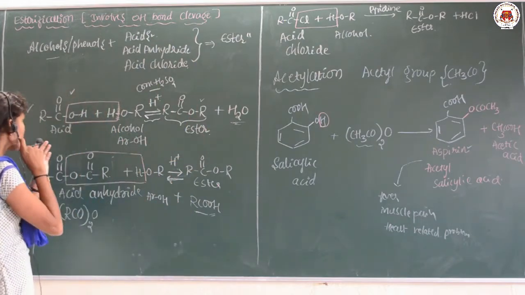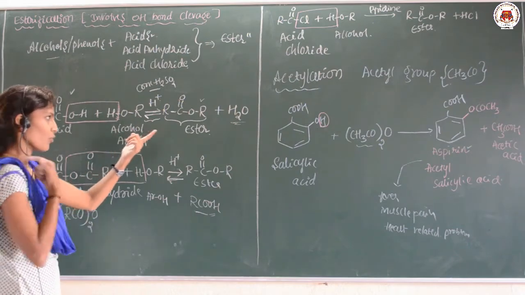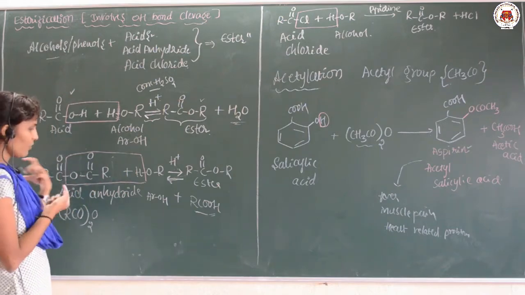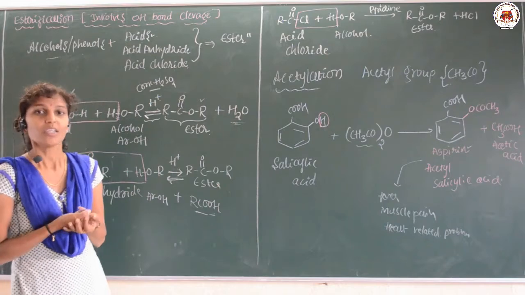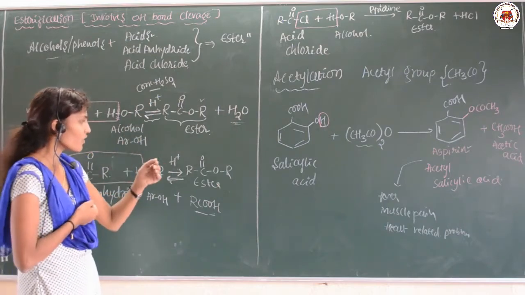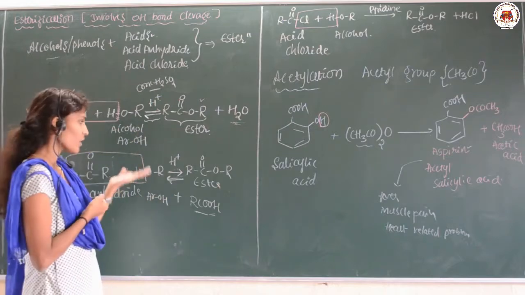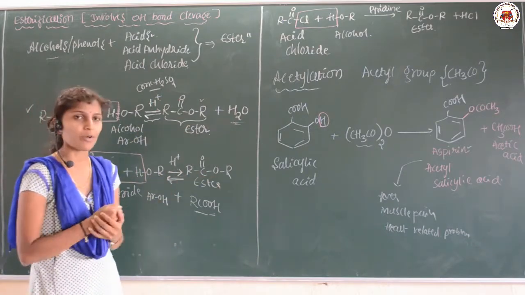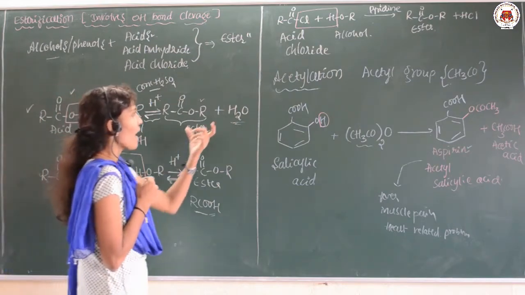In the first case I have taken acid treated with the alcohol, there is a formation of the ester. And in the next case we are taking the acid anhydride, which is treated with the alcohol or phenol, there is also formation of the ester. These two cases are carried out in presence of the acids, and these are reversible. Immediately the byproduct must be removed in order to protect our main product, the ester. Clear?